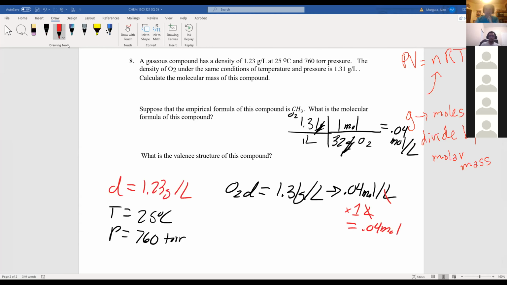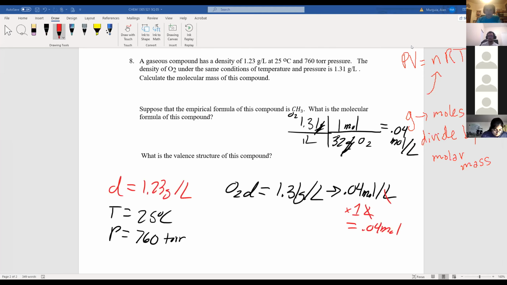Yeah, this is a weird problem. Sorry about this, guys. But basically what we want to try to do is to isolate the moles, in order to use PV equals nRT. So a good way to look at this is, since it's 0.04 moles per liter, let's just assume that the container we're in is 1 liter.